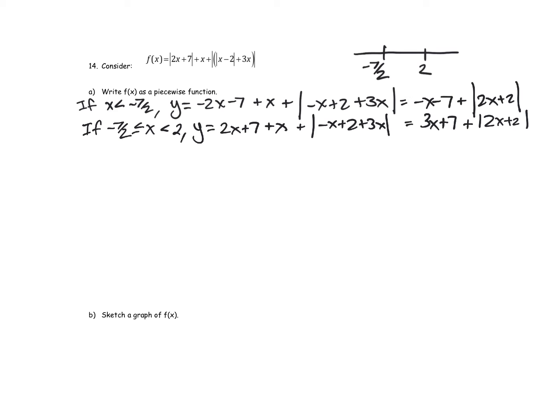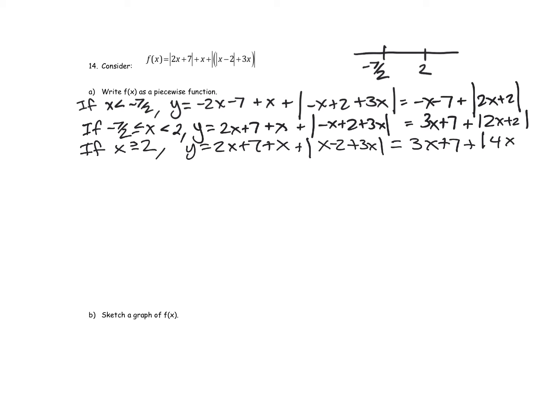All right, one more. If x is greater than or equal to 2, I still have 2x plus 7 plus x plus, well, x minus 2 is now positive, so it's going to stay as x minus 2, and now I have plus 3x. So this will be 3x plus 7 plus the absolute value of 4x minus 2.